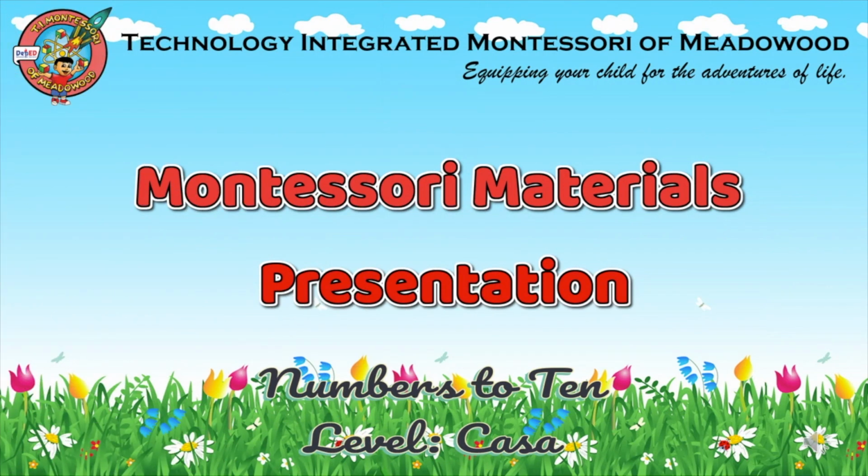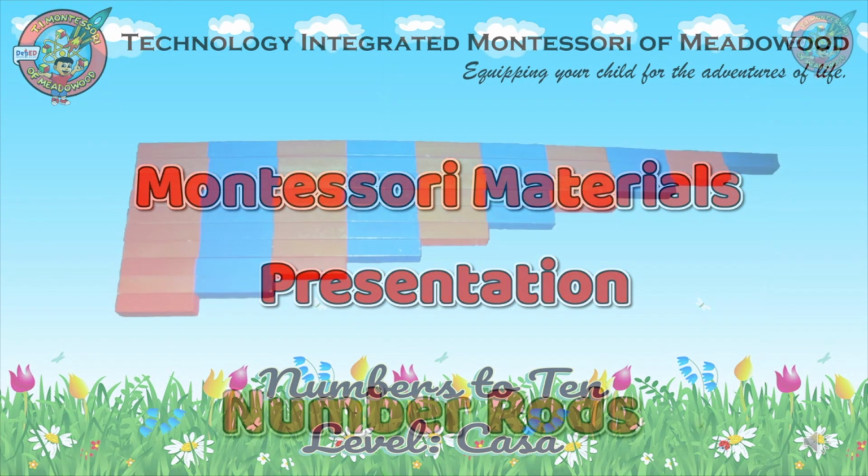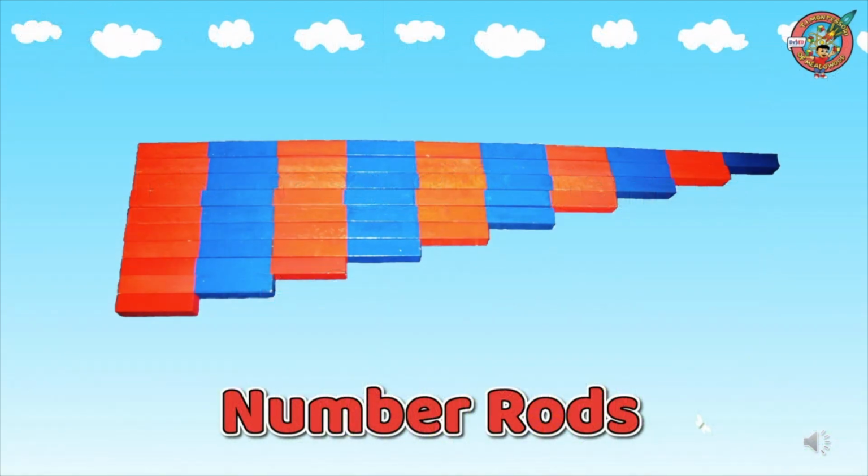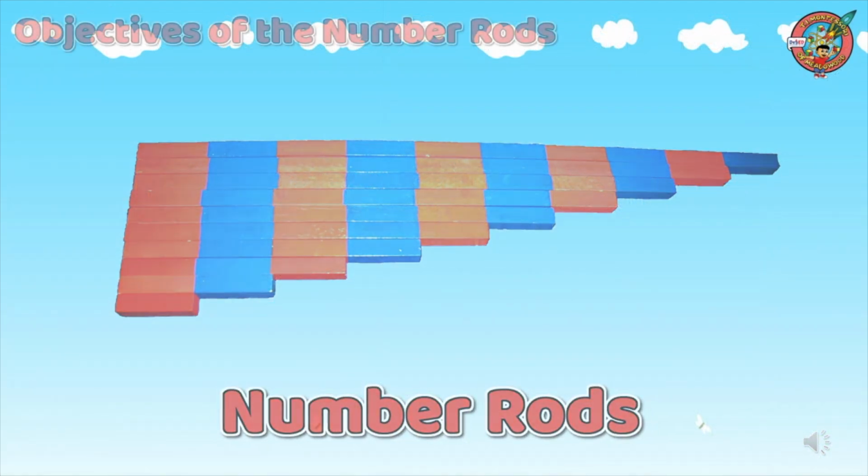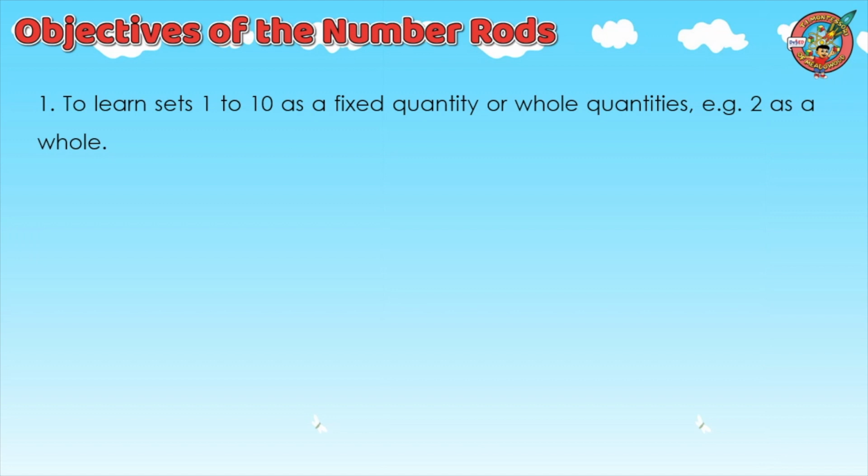Montessori Materials Presentation. First, let's talk about number rods. Here are our objectives of the number rods. First, to learn sets 1 to 10 as a fixed quantity or whole quantities. For example, 2 as a whole.